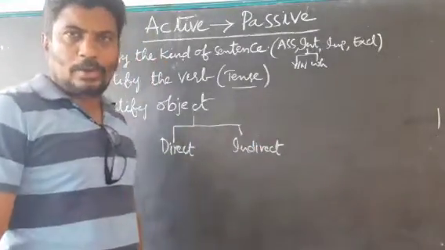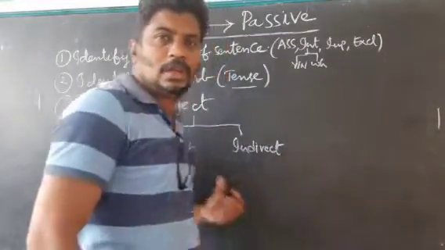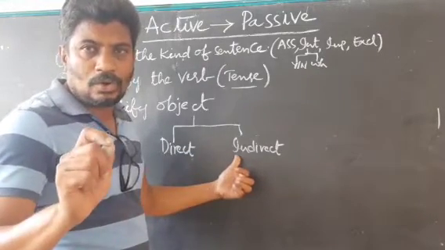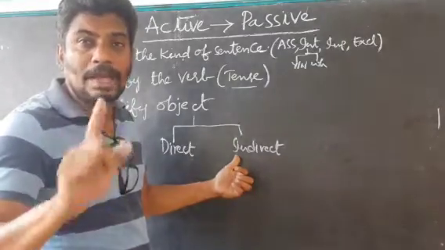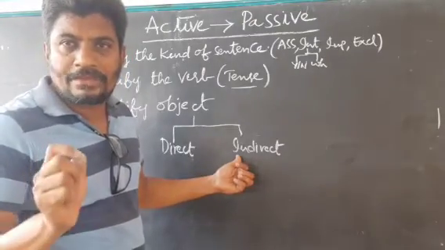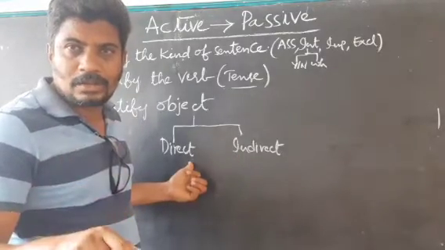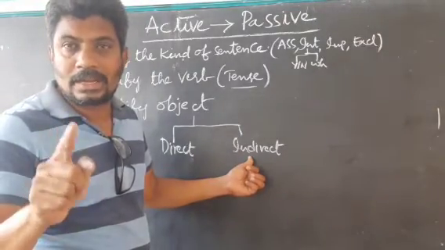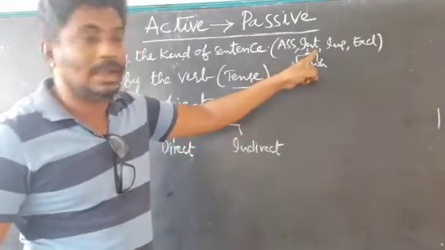I'm going to tell you one important point. If a sentence doesn't carry an object, either direct or indirect, if there is no object in the given sentence, that statement or that sentence cannot be written in passive form. Remember this point, very very important. I repeat, if a sentence doesn't carry either a direct object or an indirect object, that sentence cannot be written in passive form in the case of assertives and interrogatives.